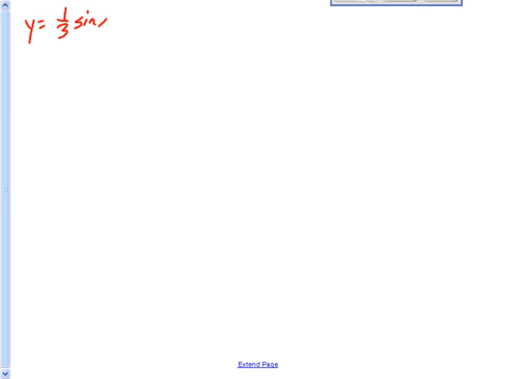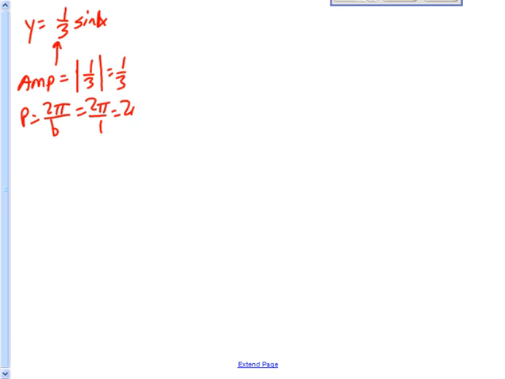Now about this one, 1/3 sine of x. What's that going to do? Well, my amplitude is the absolute value of 1/3. Okay, so our amplitude is a third. Our period is 2 pi over b. Our b right here is 1, so 2 pi over 1. So the period is 2 pi again, right? So this thing is going to end up being a vertical shrink because our amplitude is 1/3. And there's no shift right or left, neither is there a shift up or down on this thing.